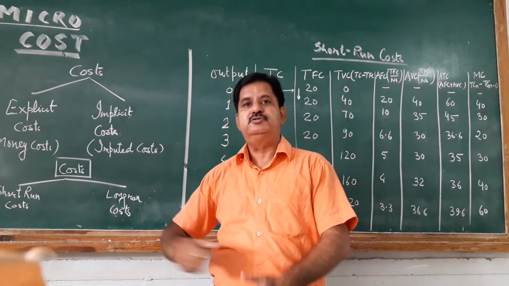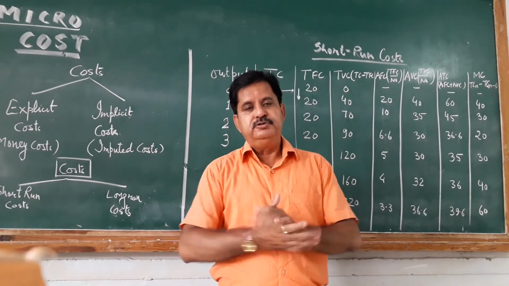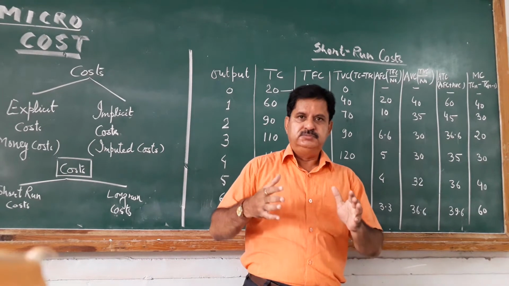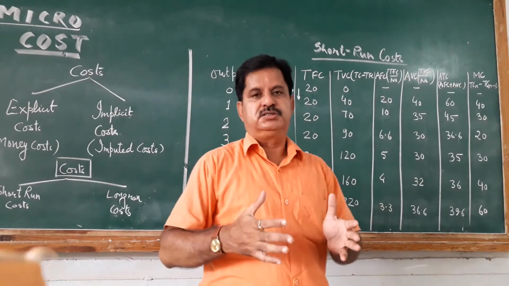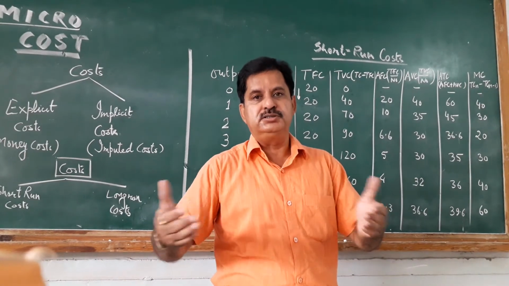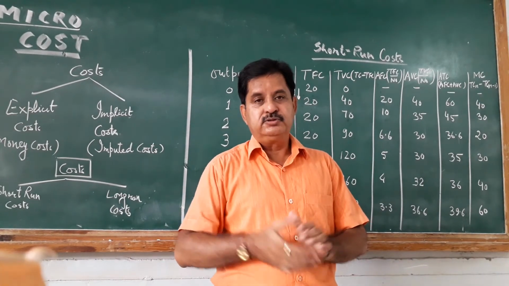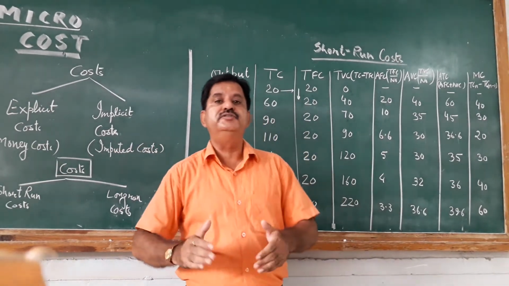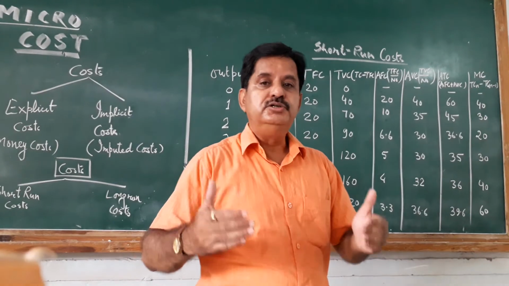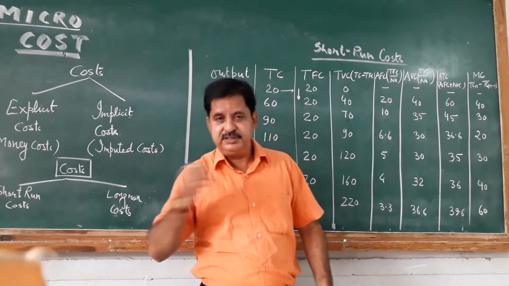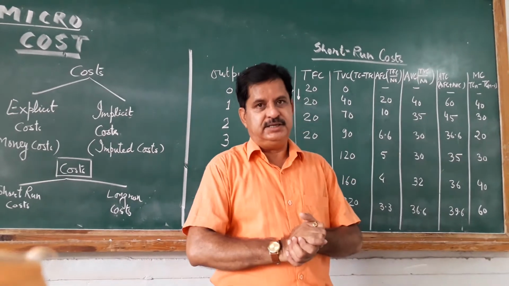Next is the implicit cost. When the producer produces, there are some resources and services which he himself uses for the production. So implicit costs are the costs of the self-owned goods and services used by the producer in the production function. Let us take an example.